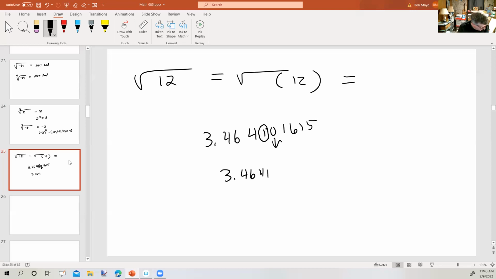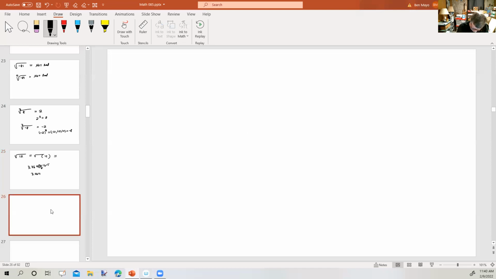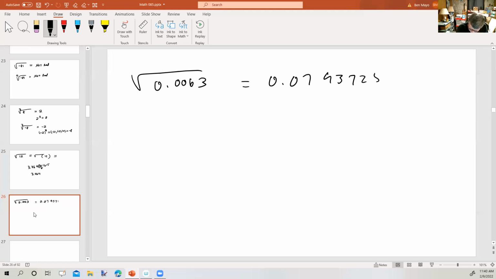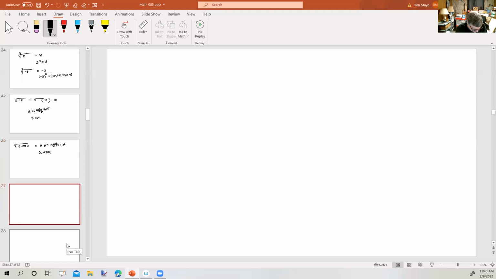Okay, let's do one more. Let's do the square root of 0.0063. So second square root, 0.0063, close it up. I get 0.079372539. To 4 decimal places, the 7 would round up, so 0.0794.